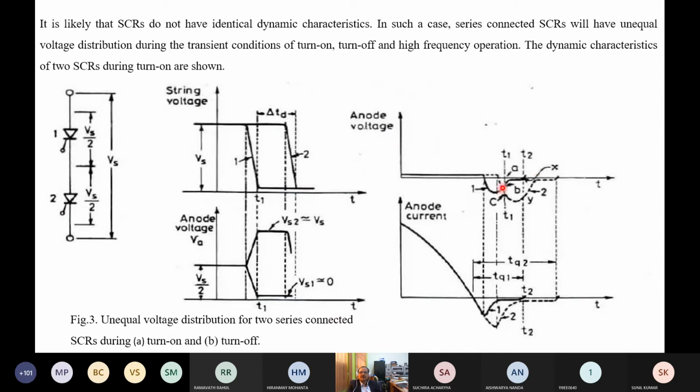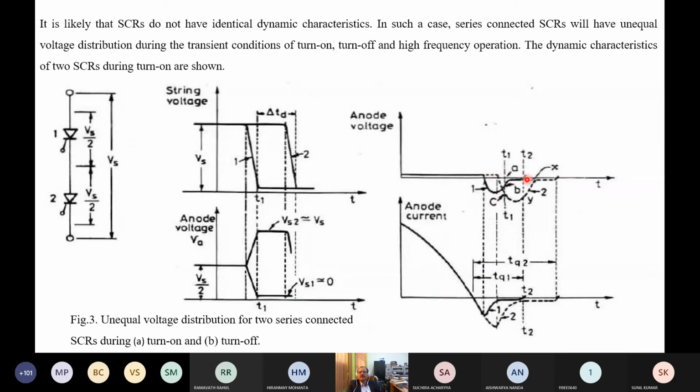Similarly, during turn off also, there is reverse recovery. The same two identical thyristors have different characteristics. This is the voltage and this is the current. At any instant, you draw a vertical line, T1, T2, T3, you see that the voltage across the switches is not equal.